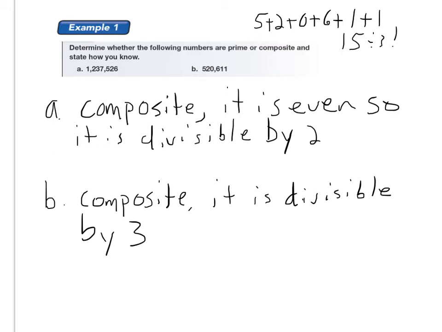And we proved that with our divisibility test. Added up all the digits and got 15. 15 divided by 3 works. Okay, so it's divisible by 3. So that's a composite number. A big composite number at that. 2 big composite numbers on this slide. Alright, let's go ahead and move on to another example.